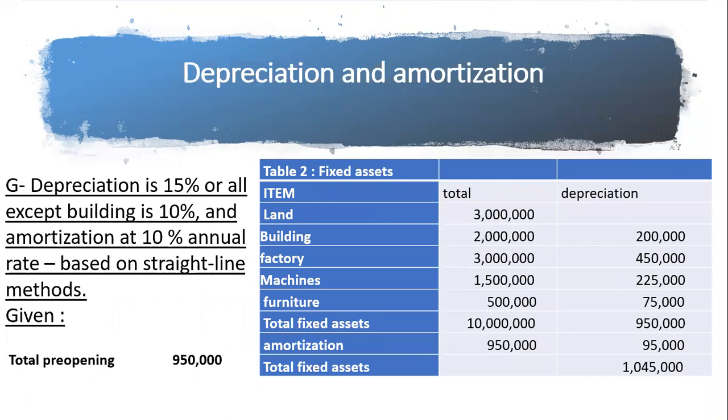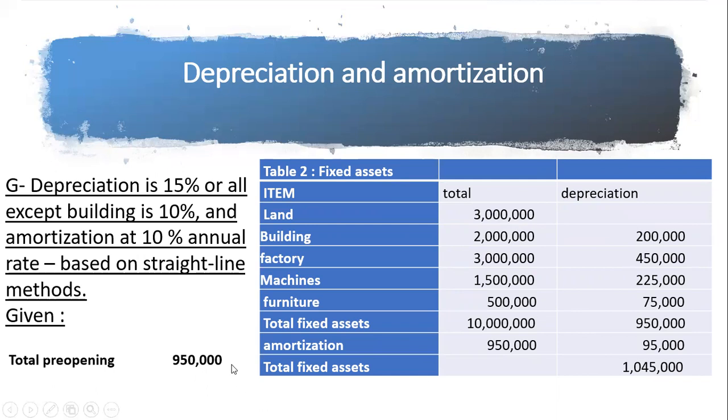The third step after that is to find the depreciation, and here we have different values. But pay attention that the first item, the land, does not include any depreciation because land is not going to be depreciated. Others are 10% for building, 15% for factory, 15% for the machines, and all of these are the other expenses for depreciation, which is the consumption of these assets.